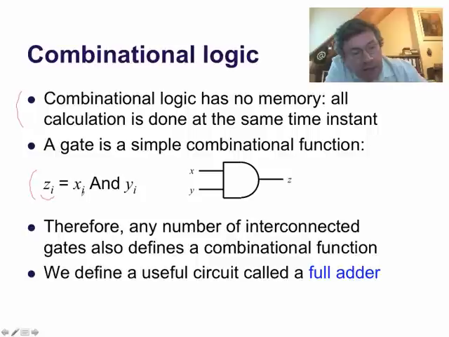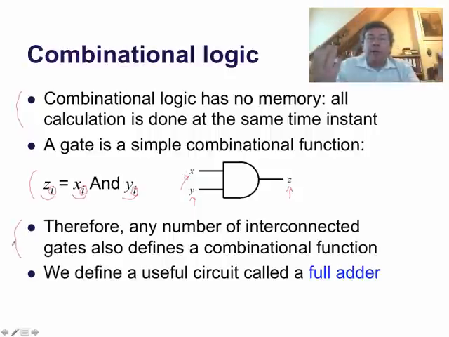So zi is xi and yi. At the instant I calculate xi and yi, I get zi at the same instant. So the output is at the same instant as the two inputs. If I now connect any number of gates together, I will get a combinational circuit because the final output is also calculated at the same instant. Notice that there's going to be no cycles in this diagram, otherwise that would give deadlock. So we will have an acyclic combination of gates calculating some kind of a function.